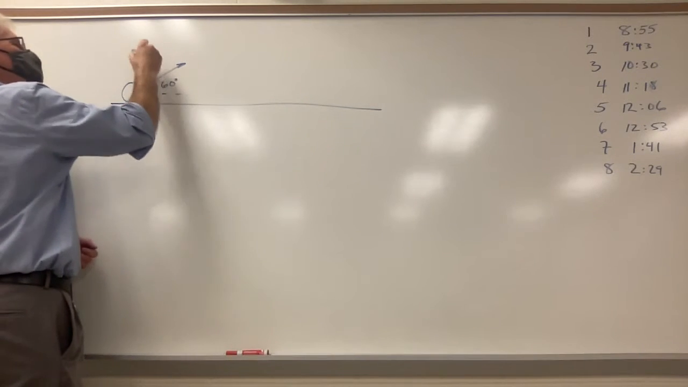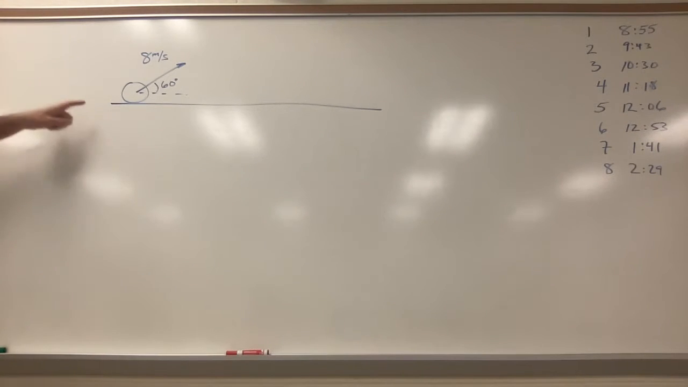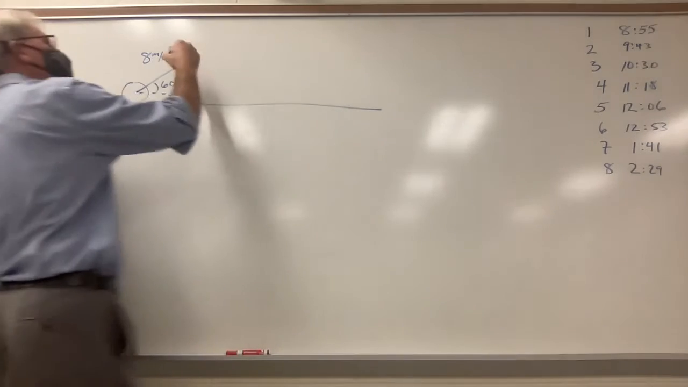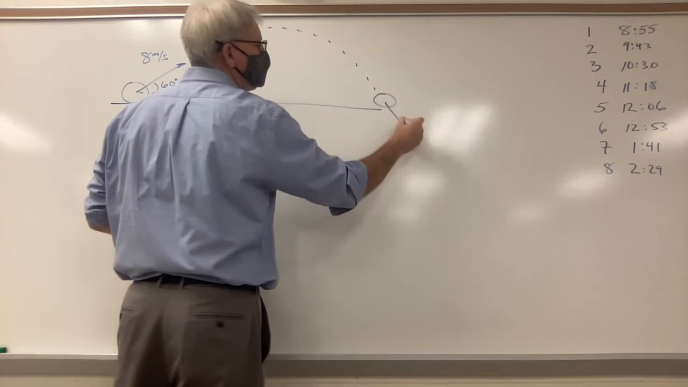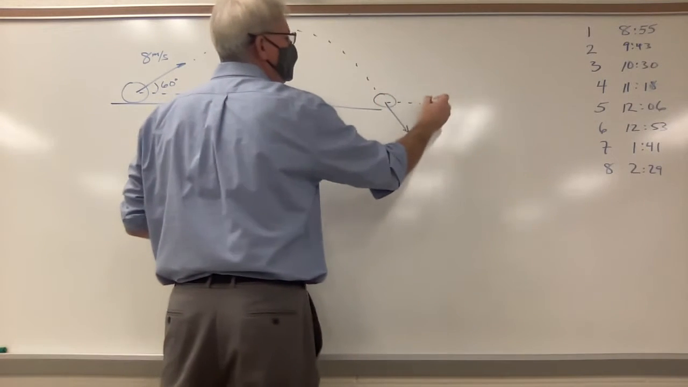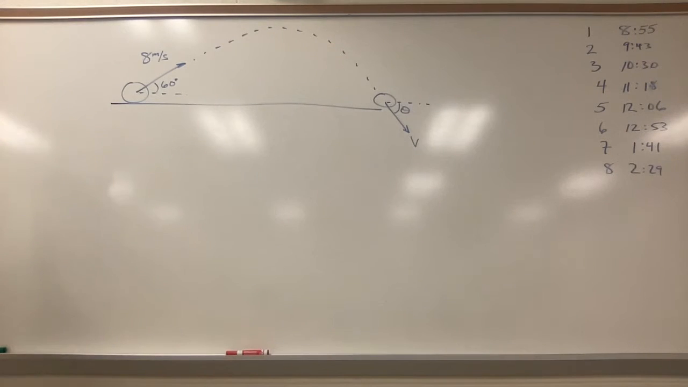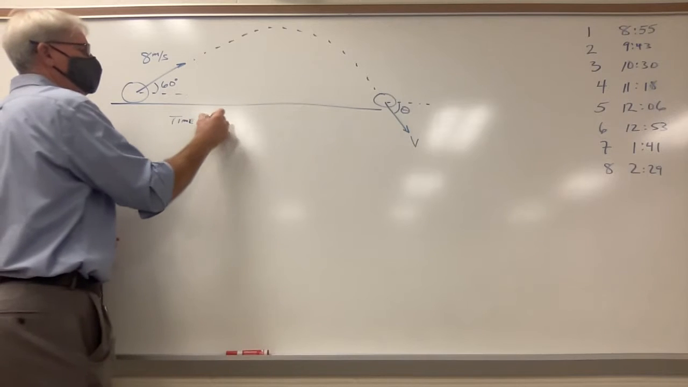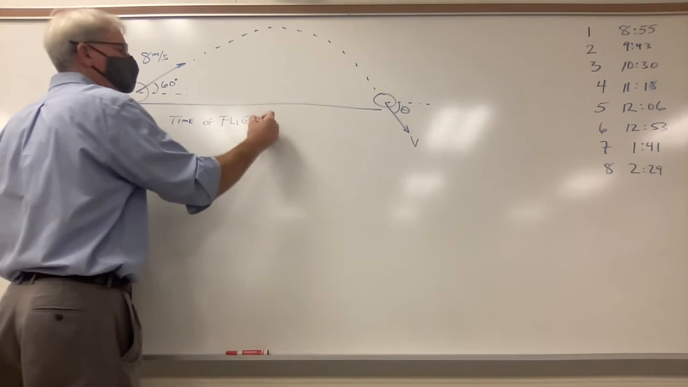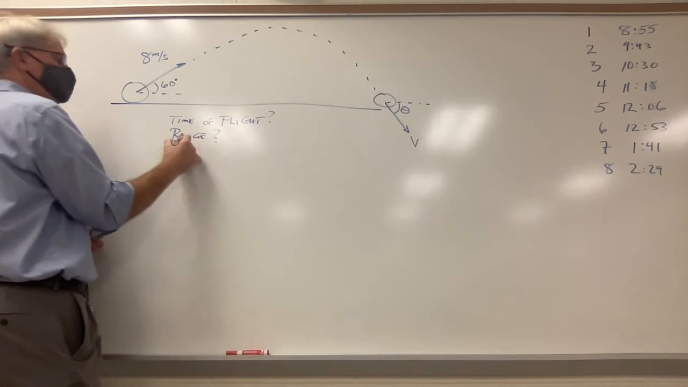60 degrees, 8 meters per second. So we're going to kick a ball at 60 degrees, 8 meters per second, and it's going to come down over here at some speed with some angle, which we're going to try and figure out. The things I want to know are: what is the time of flight? What's the range? What's the maximum height?